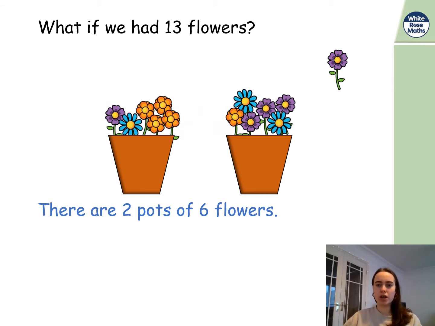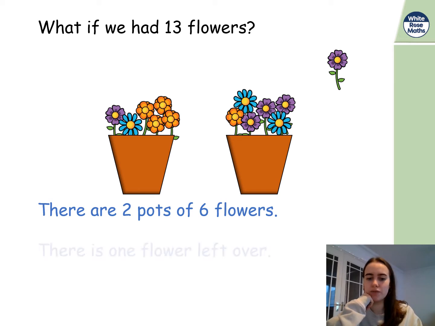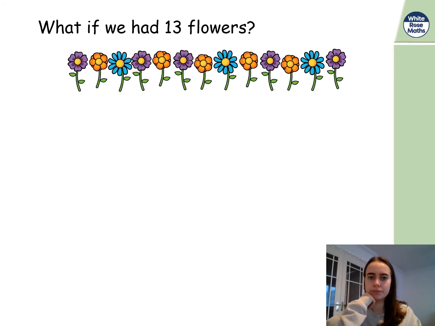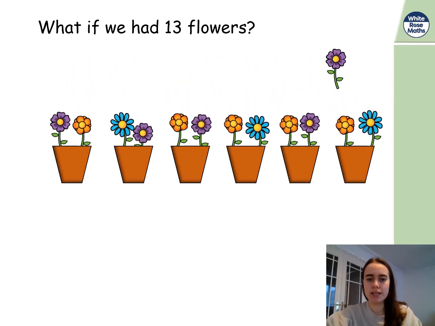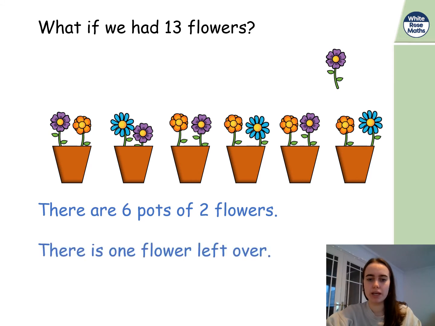We skip that stage though. And look at that, we have got a flower left. Now, there's nothing that we can do with that flower. If we had another flower, we'd be able to share them out equally, but we can't. So in fact, we have one flower left over. And same again, if we were to group them into twos, we have another flower left over.